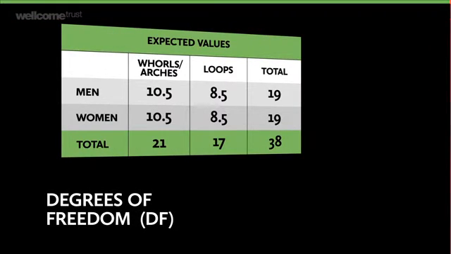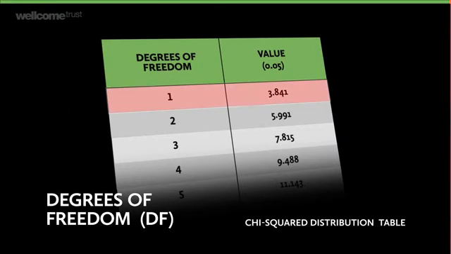This example has 1 degree of freedom. It's 1 less than the number of columns multiplied by 1 less than the number of rows. So we look up the chi-squared table with 1 degree of freedom and compare our statistic to the 0.95 value. This is 1 minus our significance level of 0.05. If we picked a different significance level, we'd use a different value. The number we get for our critical value is 3.841.